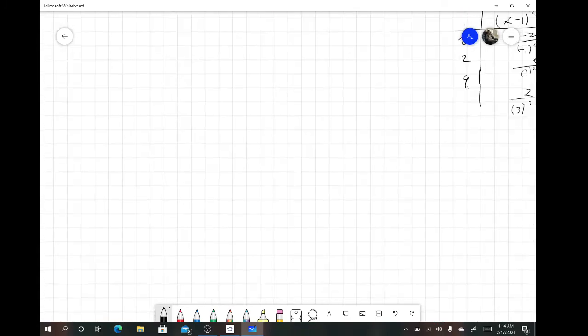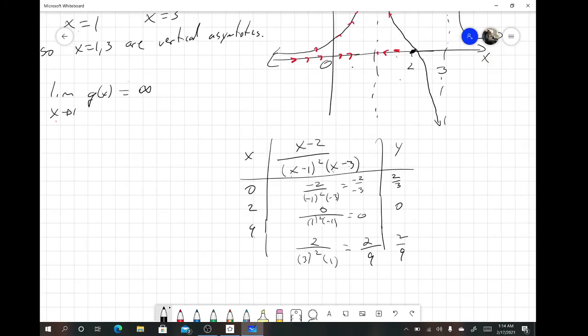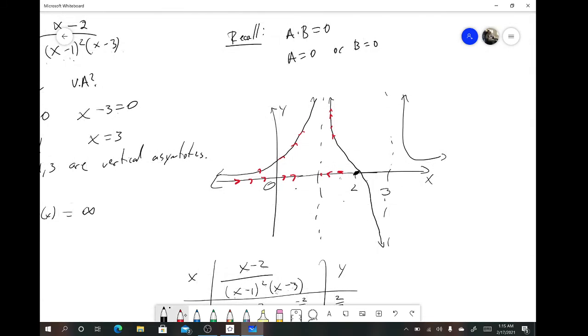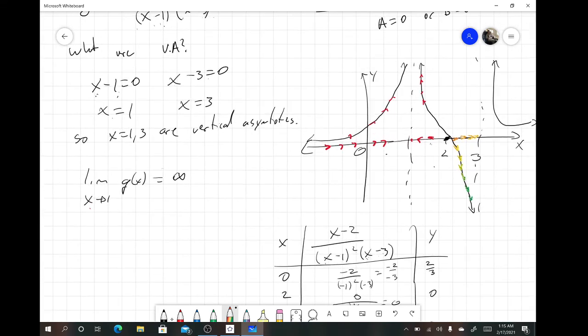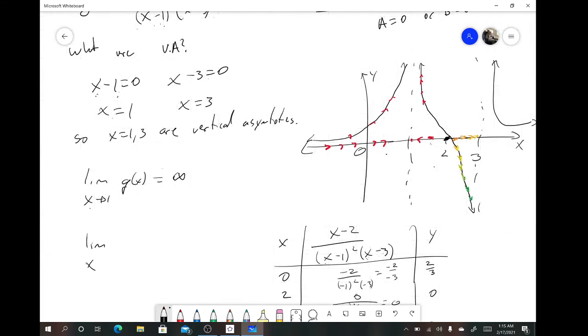Alright, so let's get back to where we were. Right, so if we approach this value from the left side, we can see that as the x values get closer and closer to 3 on the left, the y values are going down to negative infinity. So the limit as x goes to 3 from the left side of g of x is minus infinity because our values just keep going down.